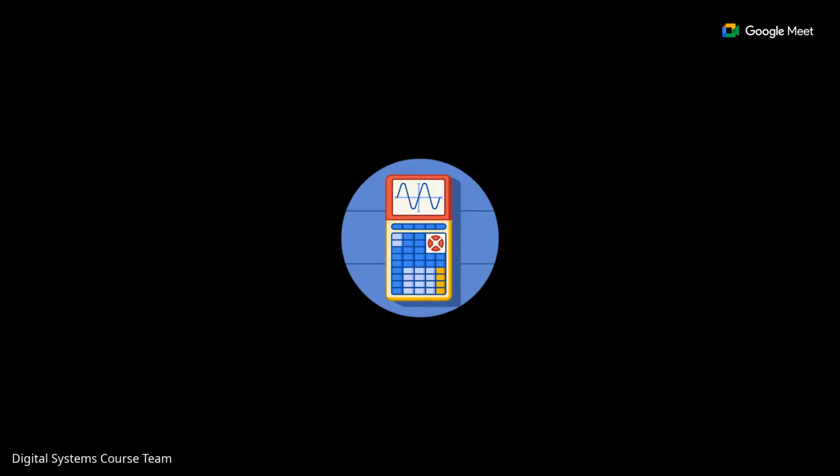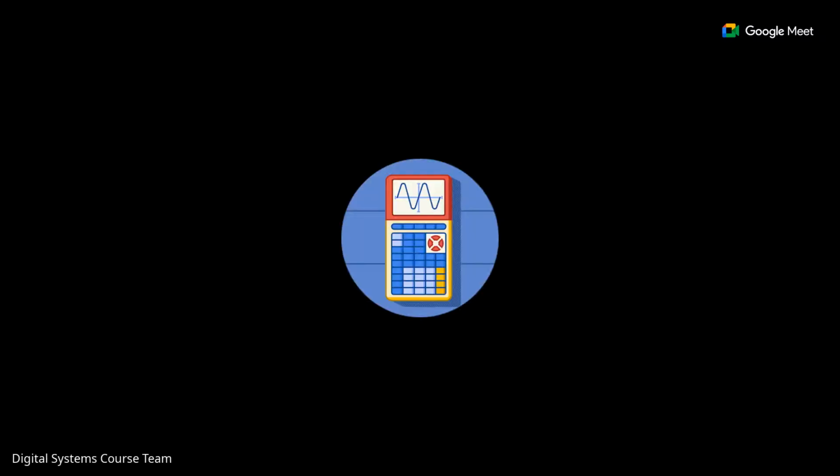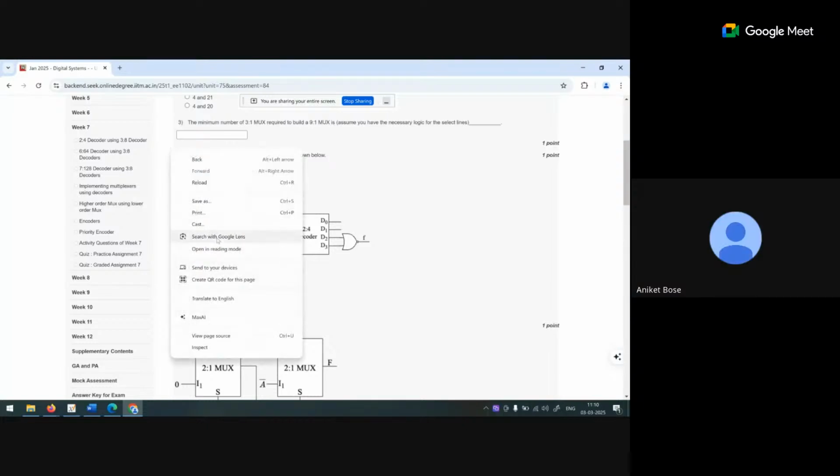Okay, a logic circuit consists of a 2 cross 4 decoder as shown below. That question? Yes, sir. Please check whether my screen is visible or not. Yes, sir, visible. Okay.